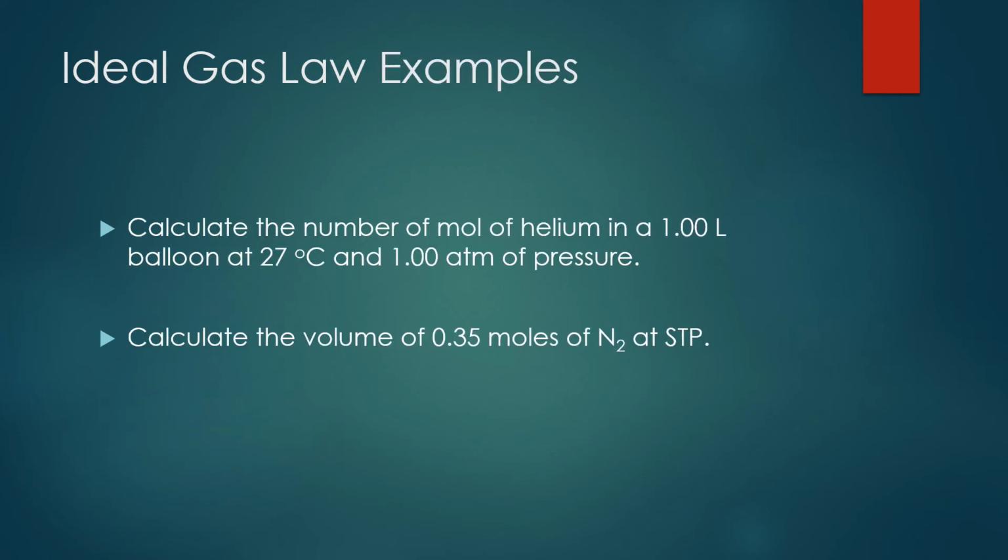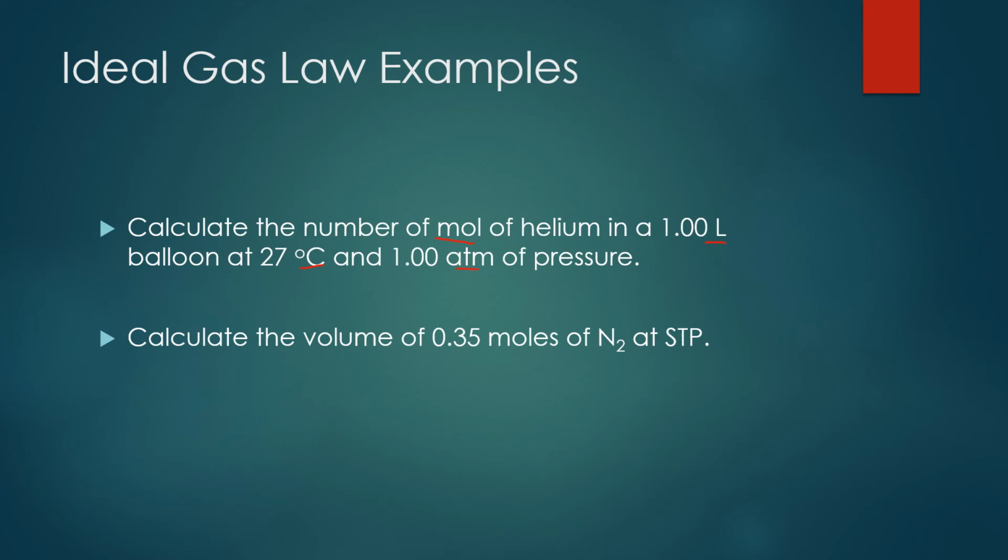Some gas law examples. The first one, calculating the number of moles. So you're solving for N in the ideal gas law. How do I know that I'm using the ideal gas law? Because I was given 1 volume, 1 temperature, which notice needs to be converted into Kelvin before you use the equation, and 1 pressure.